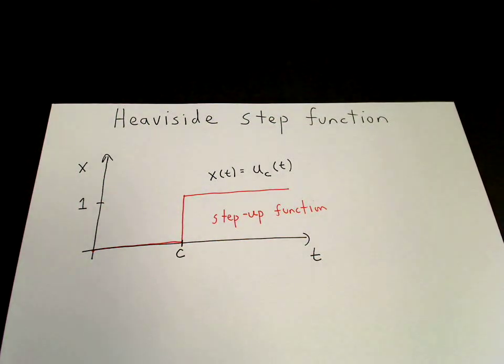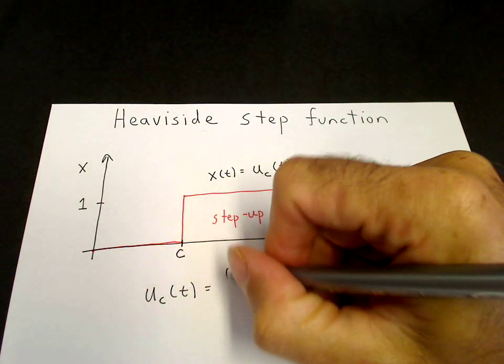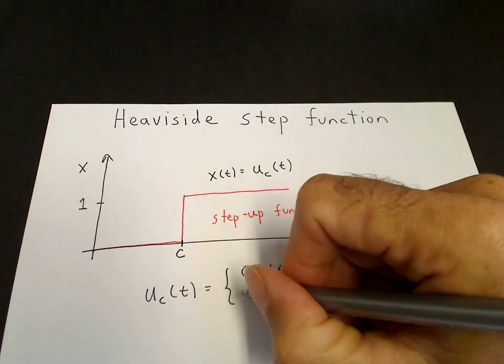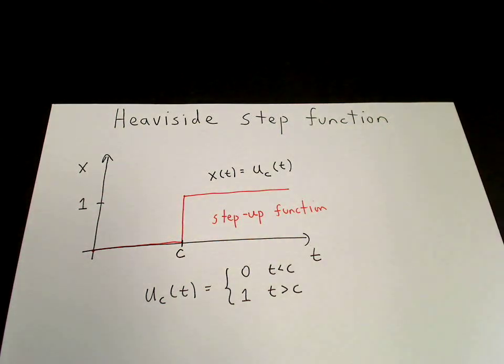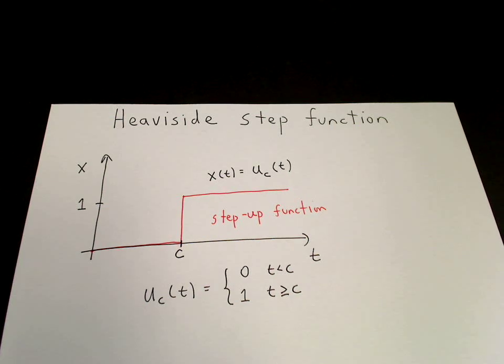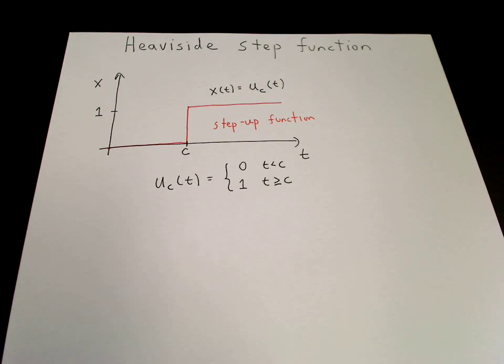because it steps up. So the formal definition of the step function is u_c of t is equal to 0 when t is smaller than c, and it's equal to 1 when t is greater than c. Whether it's equal to 1 at t equals c or equal to 0 at t equals c doesn't really matter, but we'll choose the definition where it's 1 at t equals c. Okay, so that's the step up function.